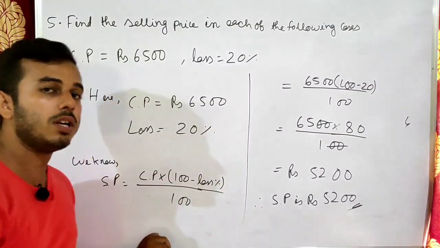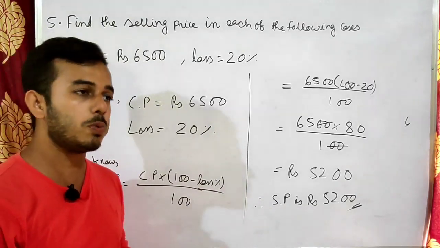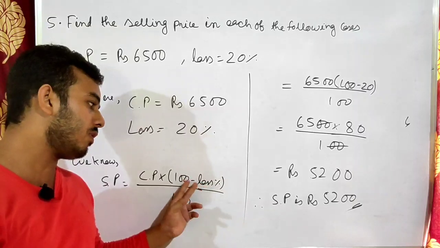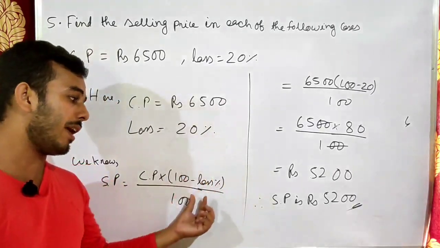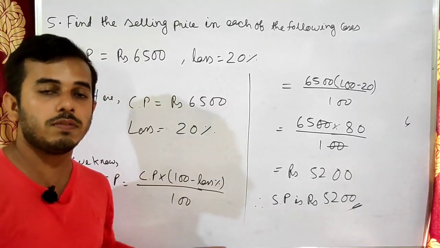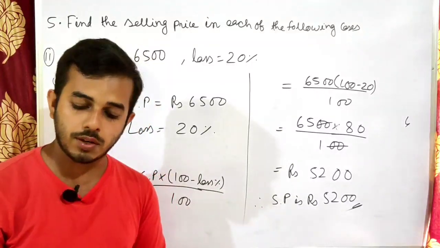How to find out the SP when it is gain, and how to find out the SP when it is loss. When it is profit, just one difference in the relation, that is it will be plus gain percent, and when it is loss, it is minus loss percent. Nothing more difference. Okay, so now let's move to our next question, that is question number 6.